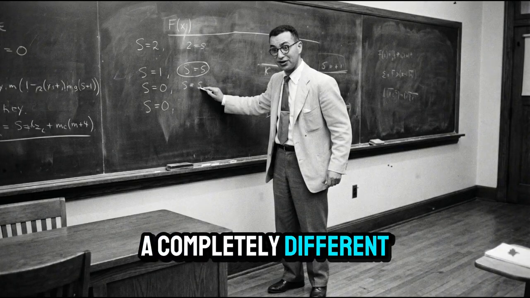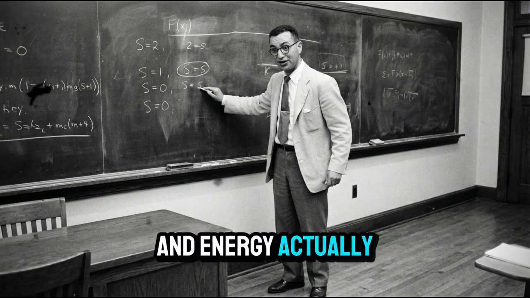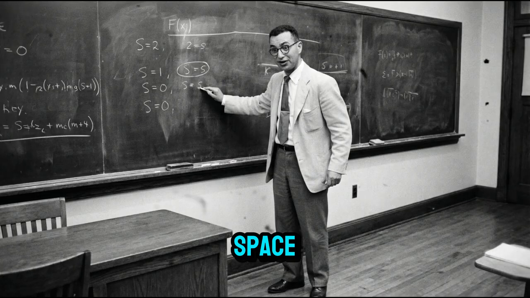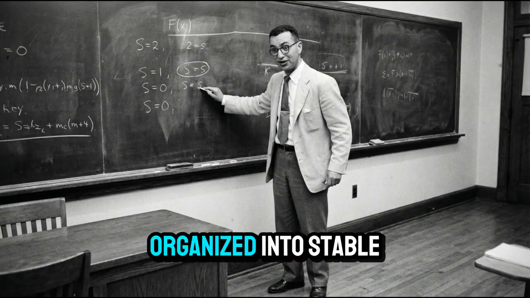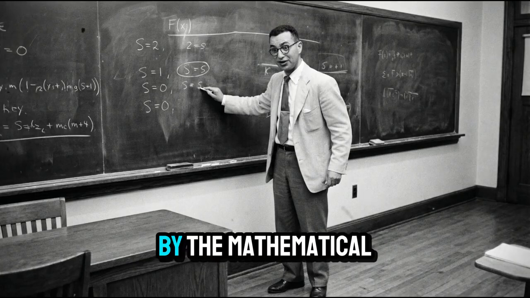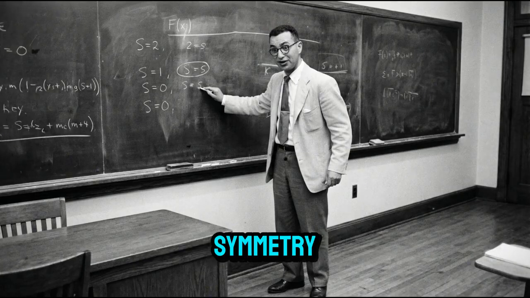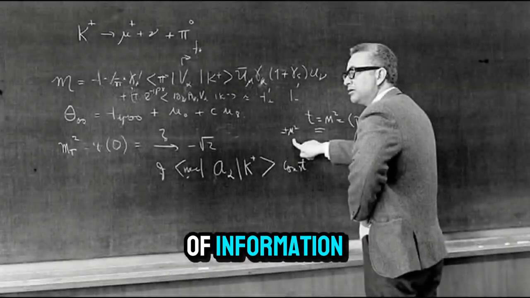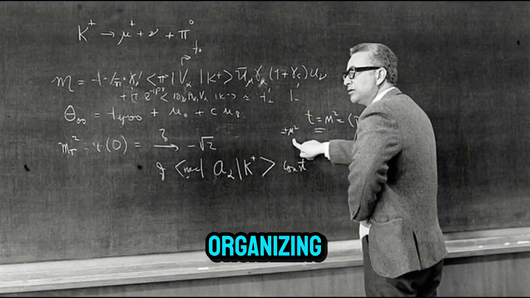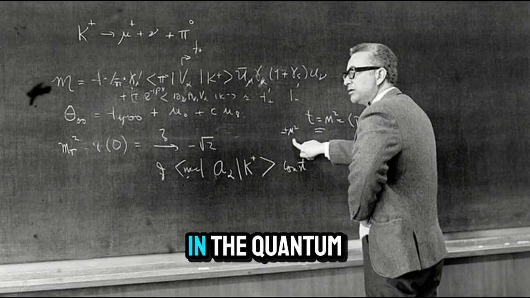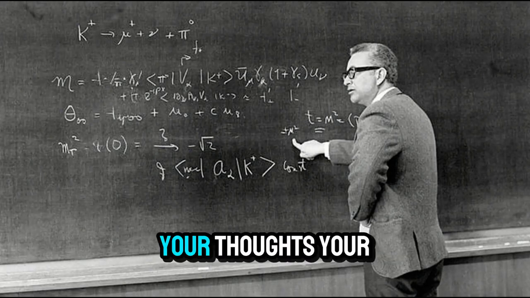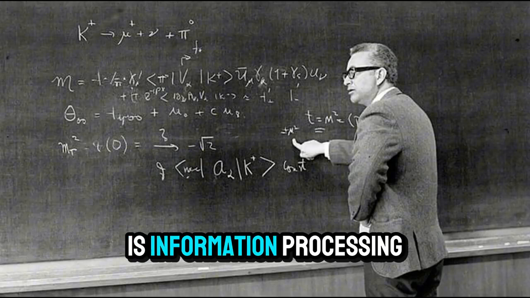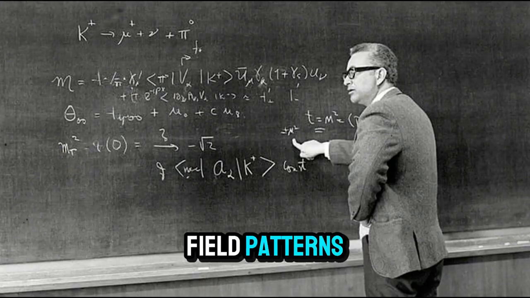This gives us a completely different picture of what matter and energy actually are. Instead of thinking of the universe as made of stuff moving through empty space, think of it as pure information organized into stable patterns by the mathematical requirements of gauge symmetry. You are not made of atoms in any fundamental sense. You are made of information, incredibly complex, self-organizing, self-replicating patterns in the quantum fields that fill space-time. Your thoughts, your memories, your consciousness itself, all of it is information processing happening within these field patterns.